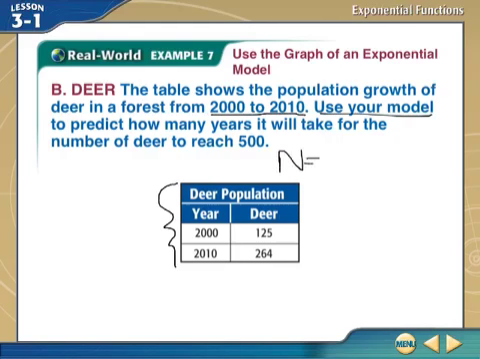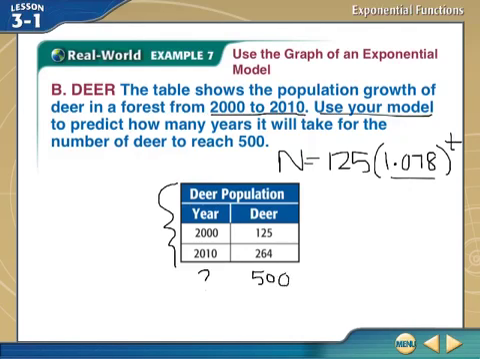N equals 125 times 1.078 to the T, right? Our rate of deer population increase was approximately 7.8%. And we want to figure out how long T is, how long will it take us, or in what year would our deer population reach 500? We need to figure that out.